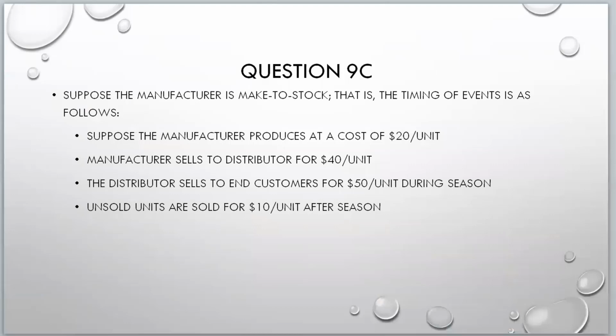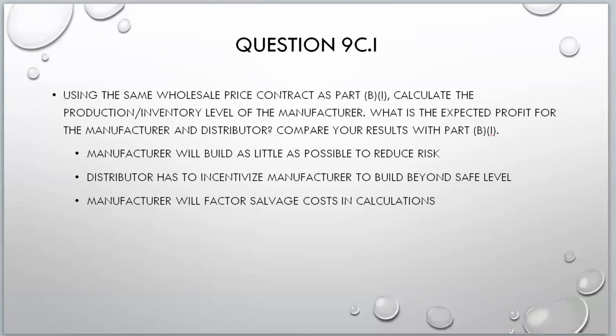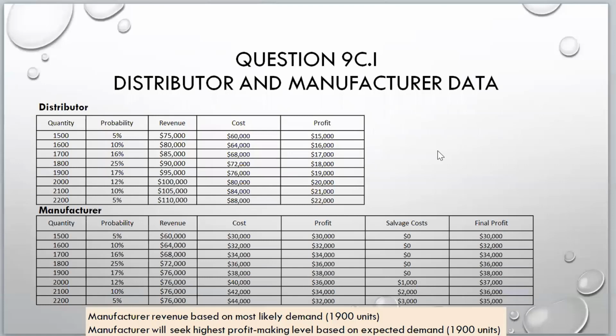So now in 9C, we're basically going to flip it over so that the risk is being felt on the manufacturer, and the distributor has to incentivize the manufacturer. So now the manufacturer will have to factor in salvage costs in their calculations. This is the same chart as before, but this time you're going to look for the most profitable point for the manufacturer. In this example, based upon the numbers I used, it's 1,900. So the manufacturer will see the highest profit, making a little based on the expected demand.